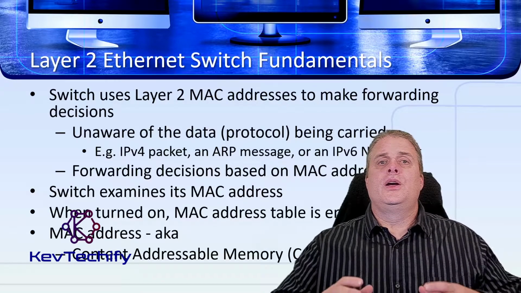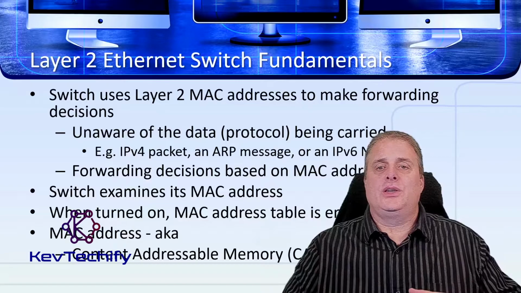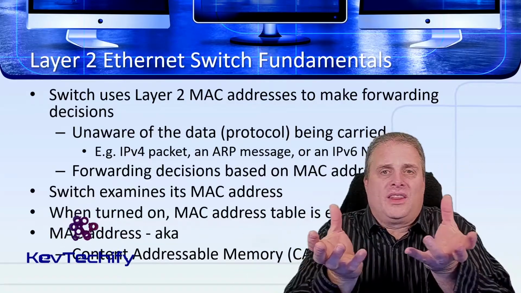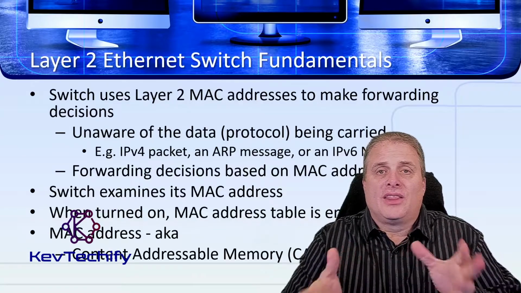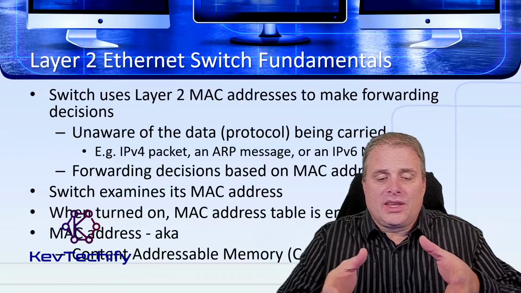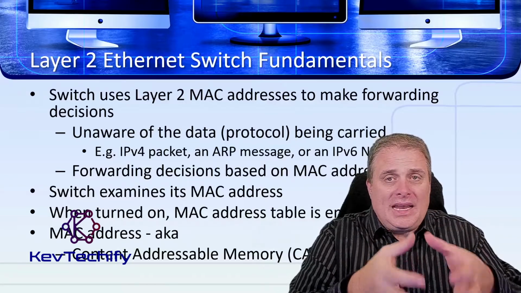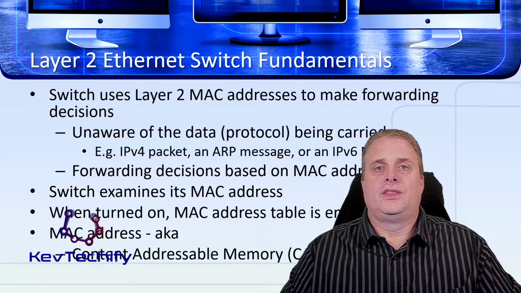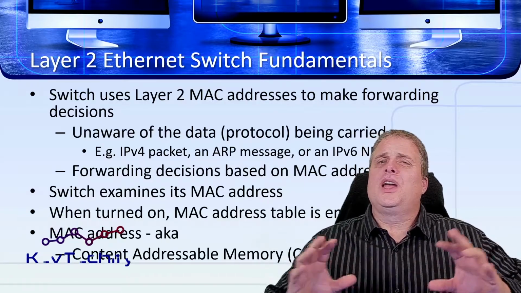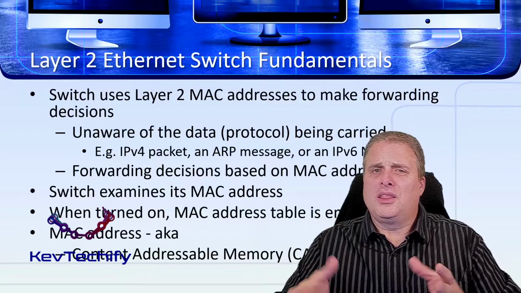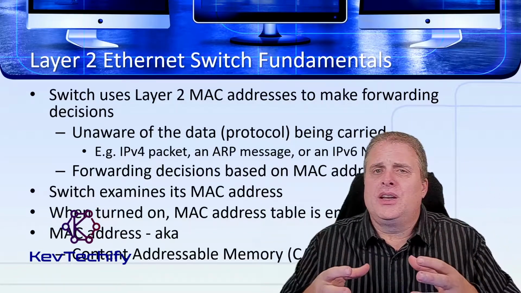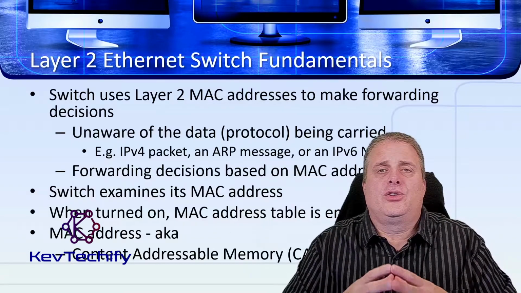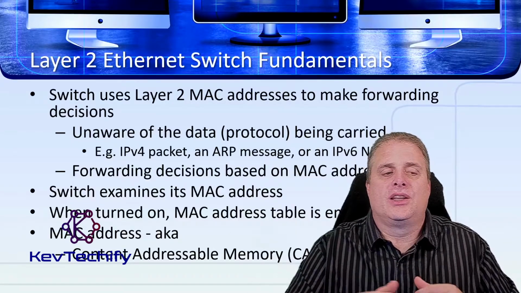When a layer 2 switch uses a MAC address to make forwarding decisions, it's unaware of what the actual data is itself. At this point, we are concerned with getting data from one Ethernet NIC to another Ethernet NIC. Whatever we're carrying, these forwarding decisions are based strictly on the MAC address. So whatever we're carrying in the back, what we've encapsulated, we don't care at this point. We're just concerned about looking at the MAC addresses and sending this information on to the next device.